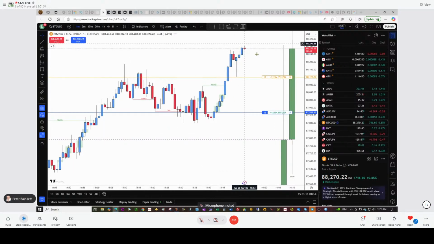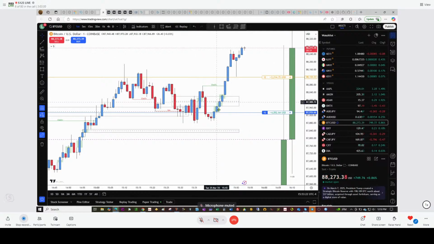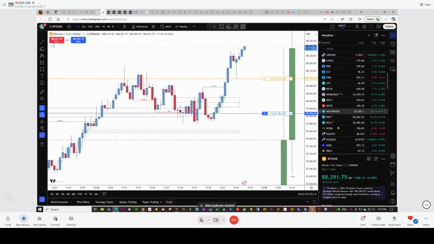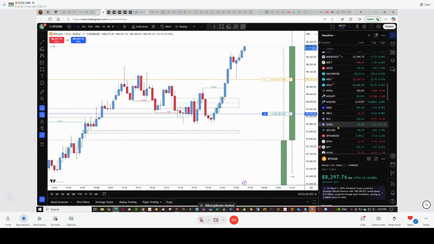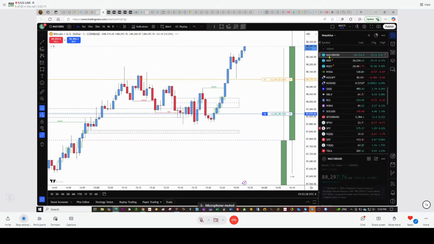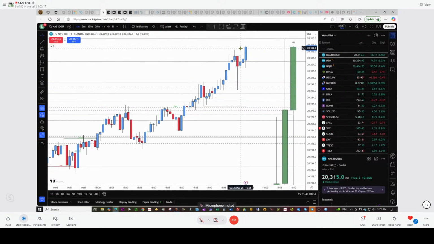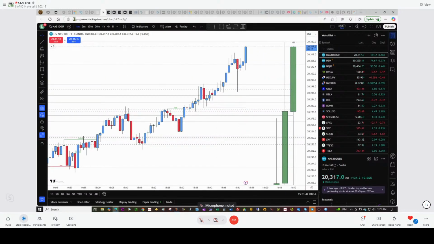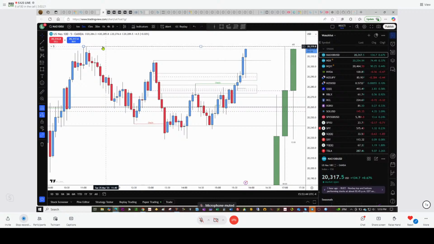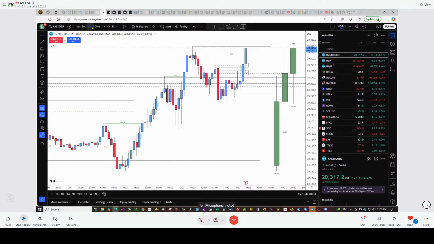So Bitcoin's paid huge dividends here for me. This nice move. So I caught the 1, 2, 3 on Bitcoin, and made up for all the losses and all that stuff. And so they're pushing NAS still higher. So they're going for that high. Yeah, they're going for the high. Interesting.